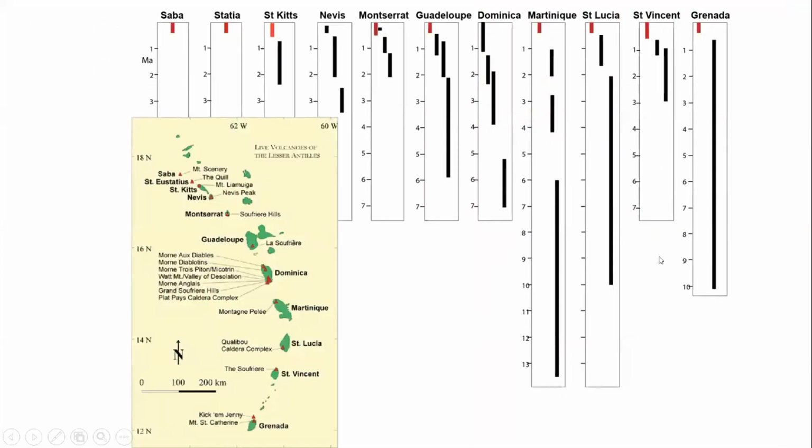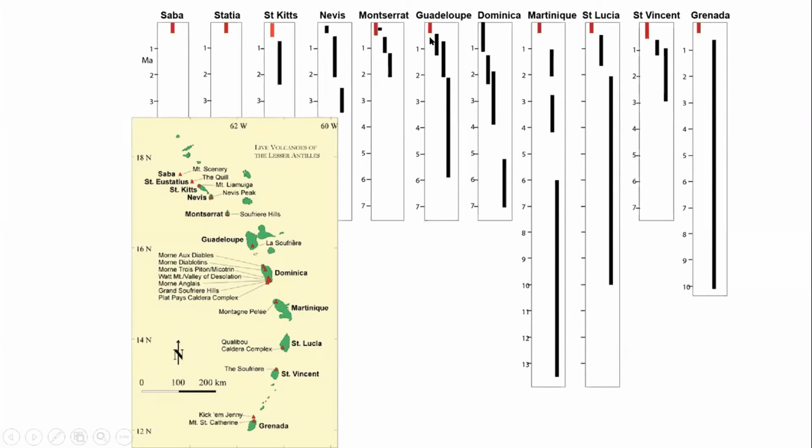But just before I do that, I just want to talk a little bit about these islands. We talked about the actual active volcanoes. But in actual fact, these islands have been volcanically active for millions of years. And this plot here shows the different islands, some of which I'm going to be talking about, but the vertical lines here show the duration of some of the activity.